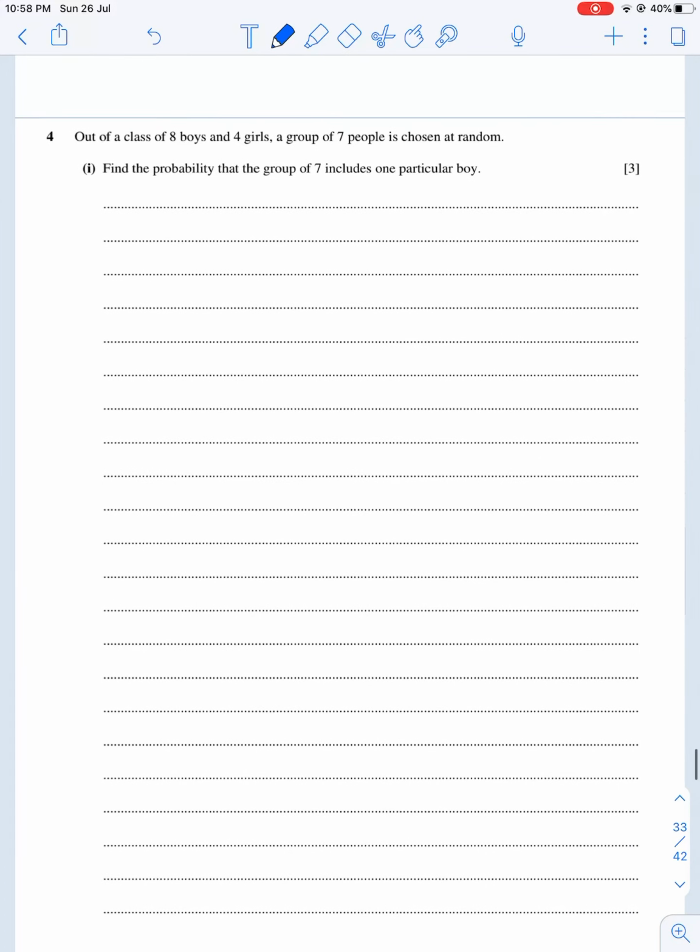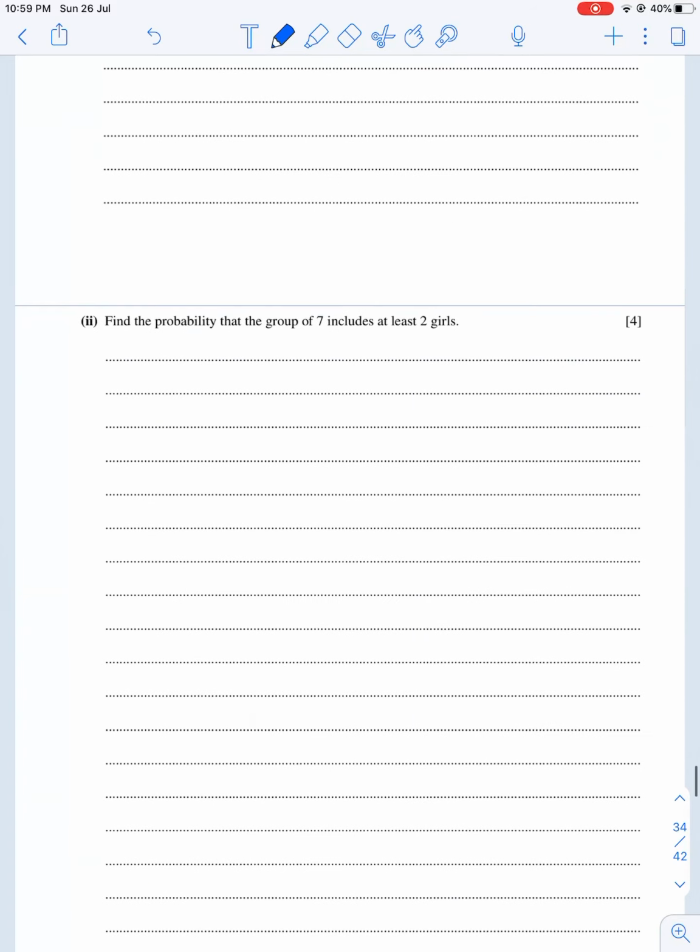Out of a class of 8 boys and 4 girls, a group of 7 people is chosen at random. Find the probability that the group of 7 includes one particular boy. Okay, so now if that boy is included, you're left with 11 people, out of which you are supposed to choose 6, because one is that particular boy. So this is the first part.